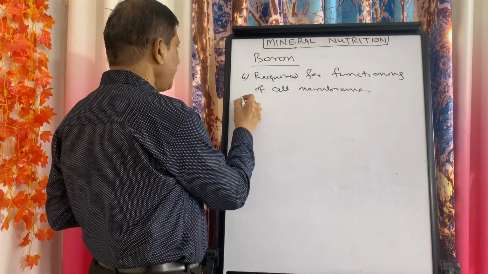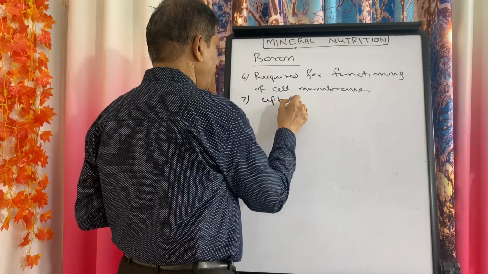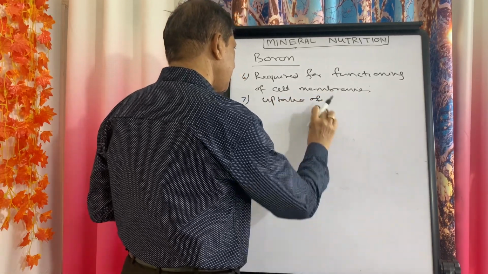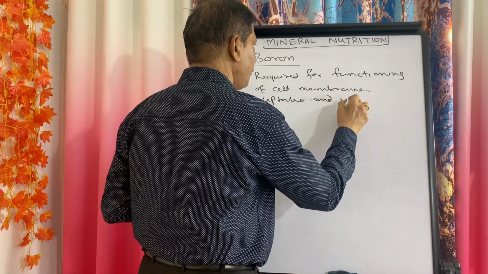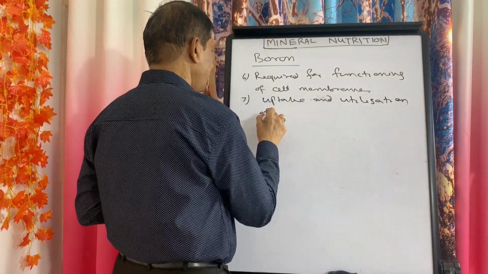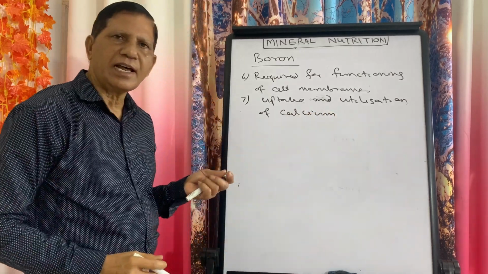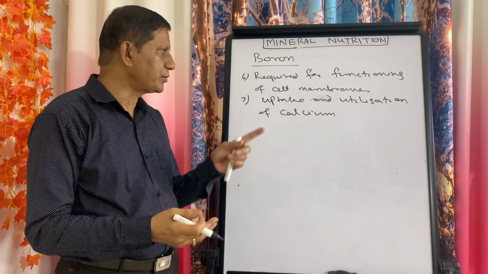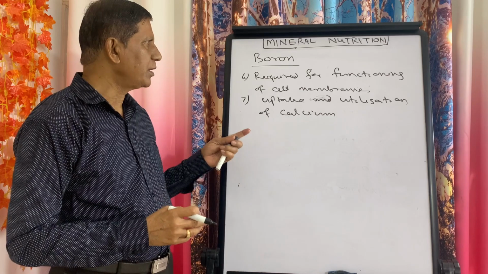And another is it is also required for uptake as well as utilization of calcium. That means to what extent calcium will be absorbed by the plant body and how it will be utilized, that is also dependent upon boron. So these are some of the very important roles played by boron.